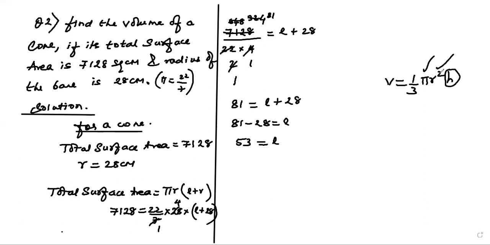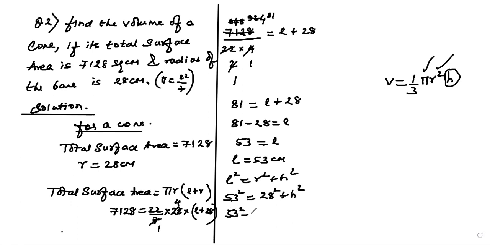But L I don't want. I want to find volume. The formula is 1/3 pi r square h. पी मालूम है, r मालूम है, लेकिन h नहीं मालूम. लेकिन मुझे L मिल गया. So L is 53 centimeter. I think now L will help me to get this. You know the formula L square equals R square plus H square. So 53 square equals R, which is 28 square, plus H square. So 53 square minus 28 square is equal to H square.